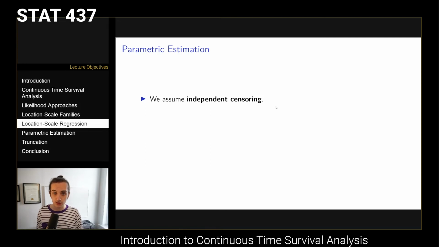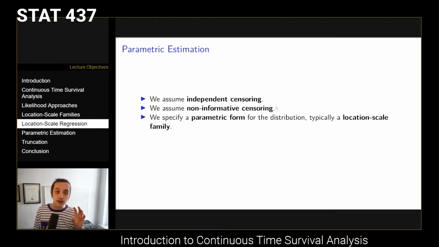Well, we're going to assume that we have independent censoring, right, which we did to get our likelihood simplified. We're also going to assume that there's non-informative censoring so that we don't care about that censoring process at all. And then we're going to specify a parametric form for the distribution. And I'm saying it's typically going to be a location scale family. We'll see a little bit in more detail after the fact, but really what we're going to say is it's going to be a distribution that we can transform into a location scale family. So the exponential works because if you take the log of the exponential, it's going to be location scale.